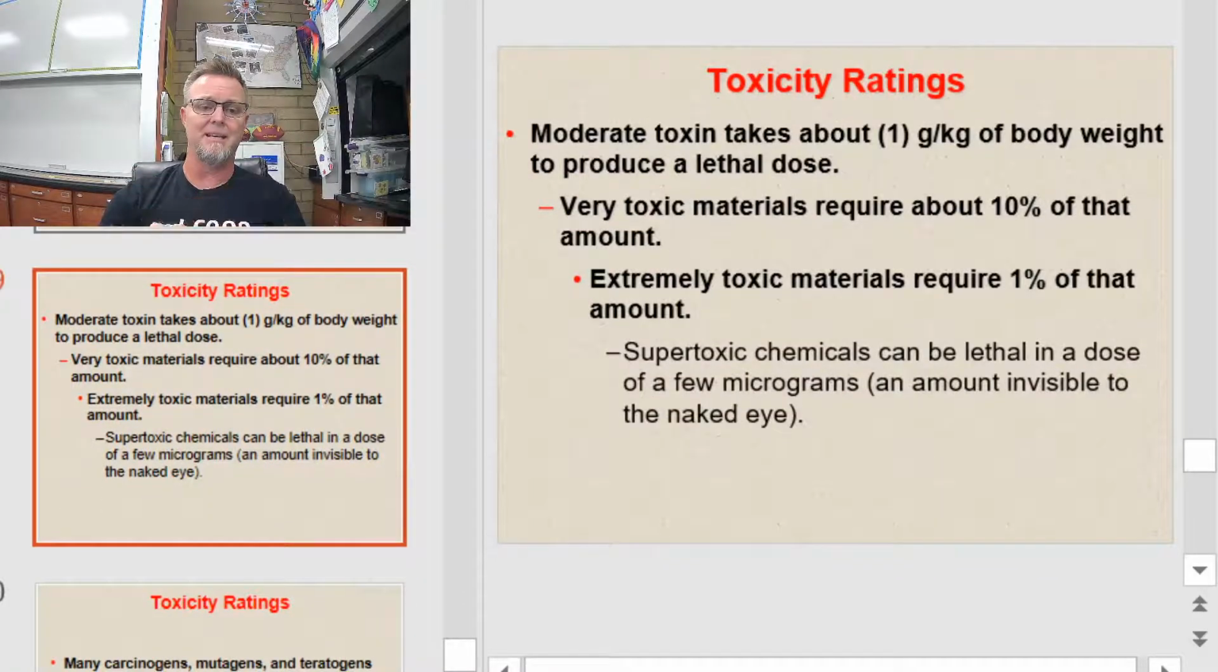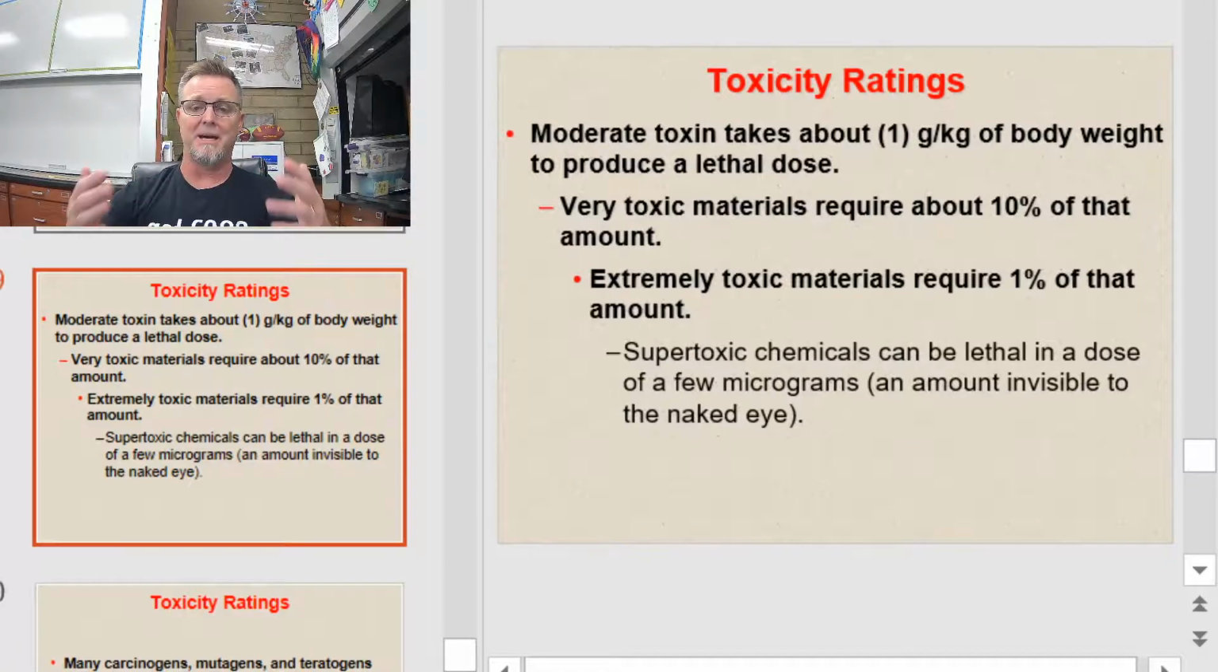So we create toxicity ranges to help us gauge how much protection we need when we're dealing with certain chemicals. A moderate toxin takes about 1 gram per kilogram of body weight to produce a lethal dose. A very toxic material would require about 10% of that amount. That's a smaller amount, not a bigger amount. Extremely toxic materials will only require 1% of that amount, right?